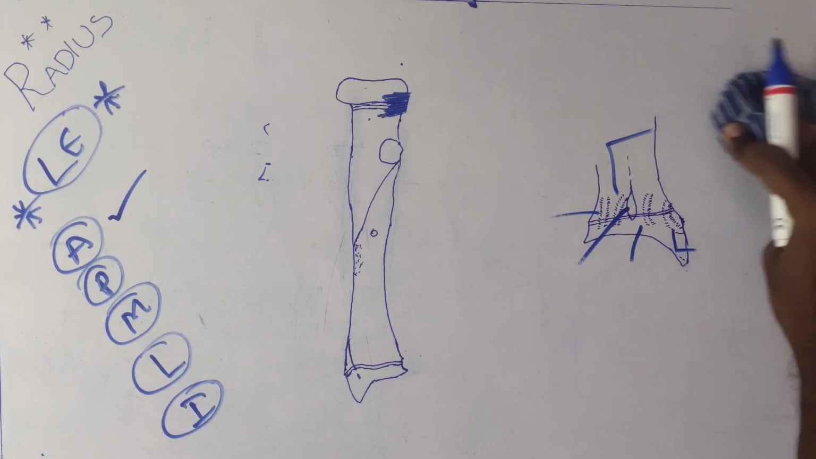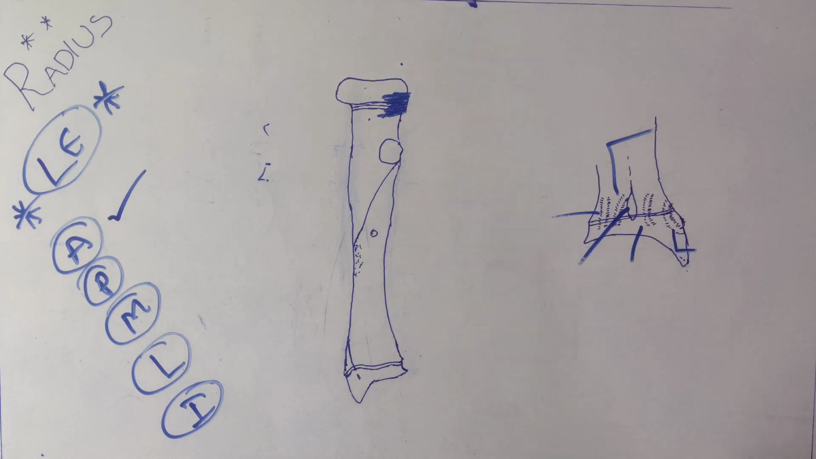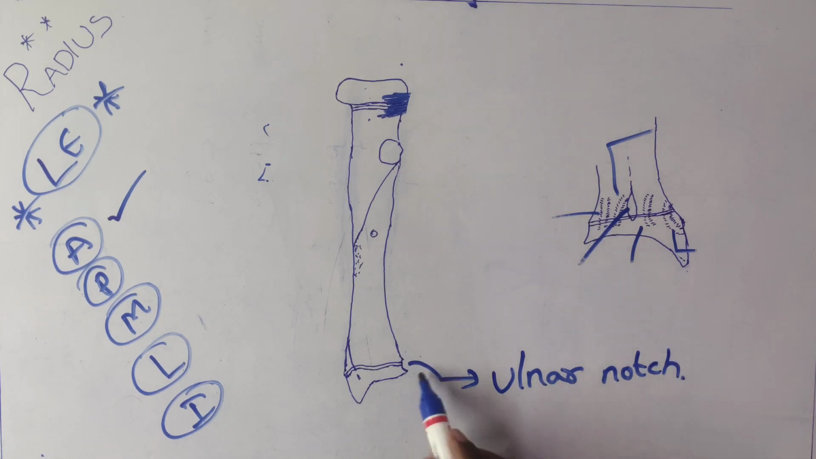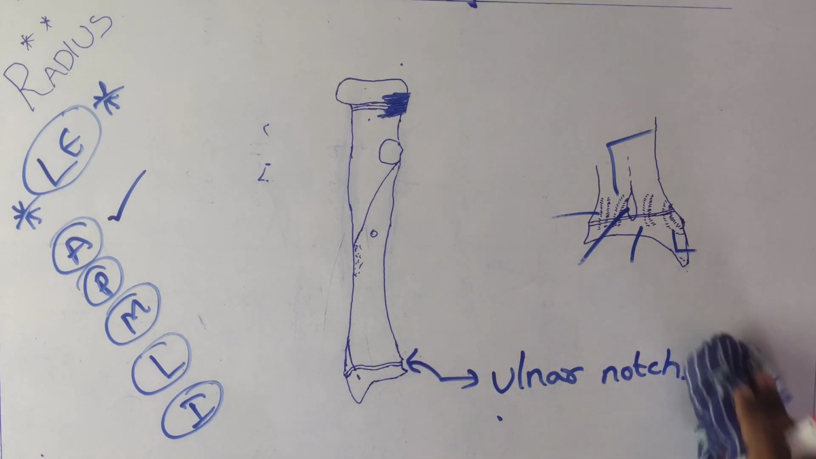Now we are going to discuss the medial surface. There is the ulnar notch where the head of ulna is situated. The head of ulna is at the lower end; we will know about it while studying the ulna bone. Here it is the ulnar notch where the head of ulna is inserted like this.